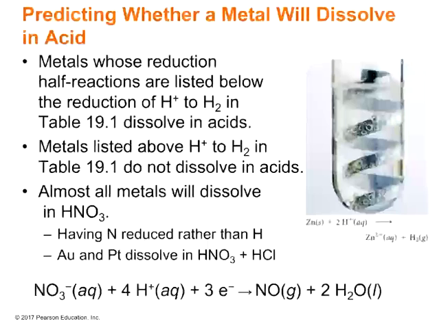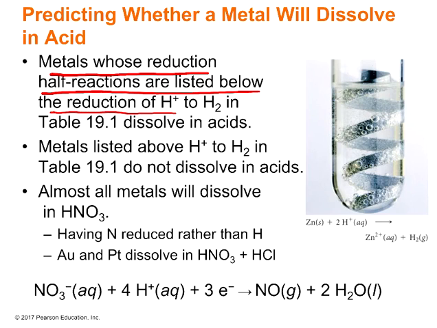Remember, we base all of our half reactions and their potentials off of a standard hydrogen electrode. Remember that big long table we saw, table 19.1. Right in the middle was that standard hydrogen electrode where hydrogen ions were reduced to hydrogen gas. So they gain electrons. Now, metals whose reduction half reactions are listed below the reduction of hydrogen ions to hydrogen dissolve in acids.